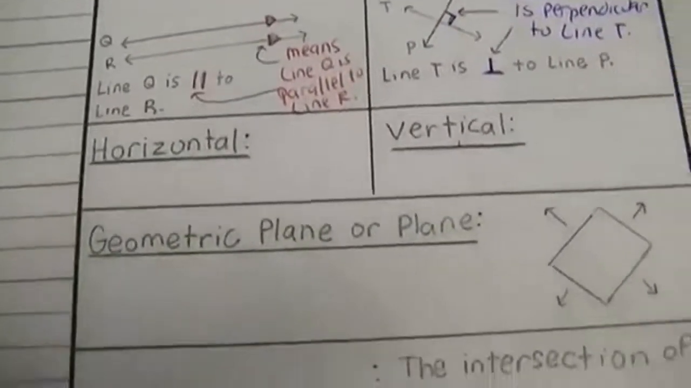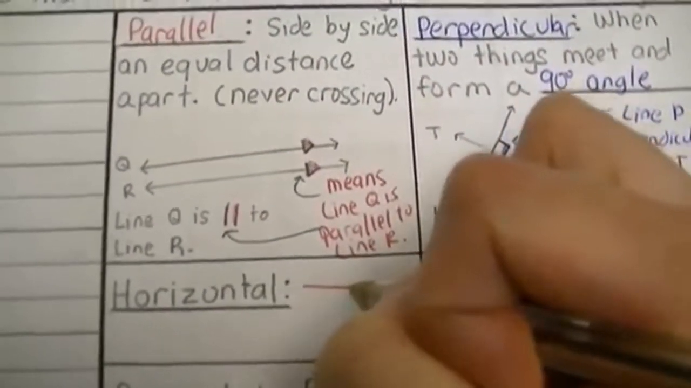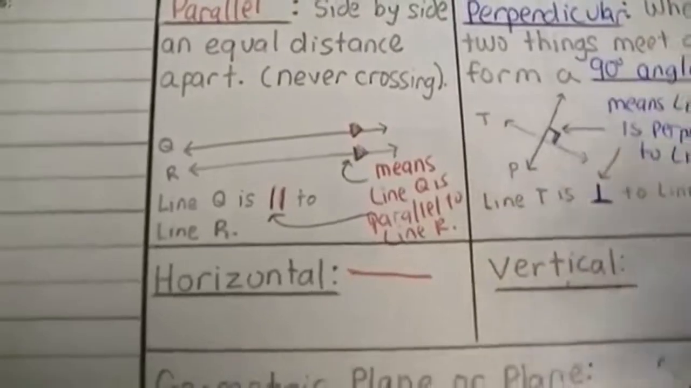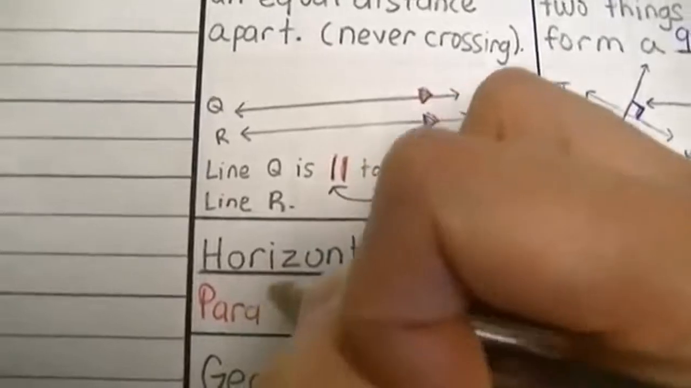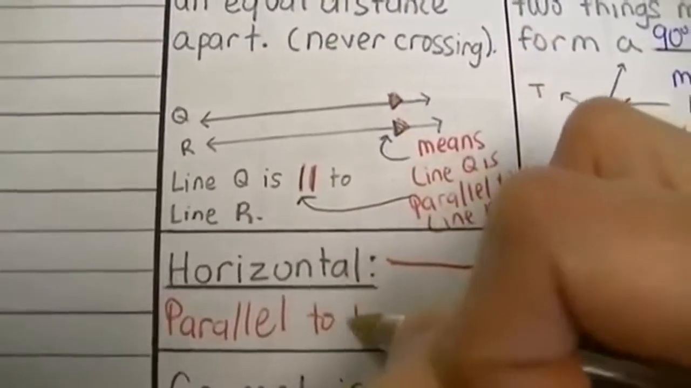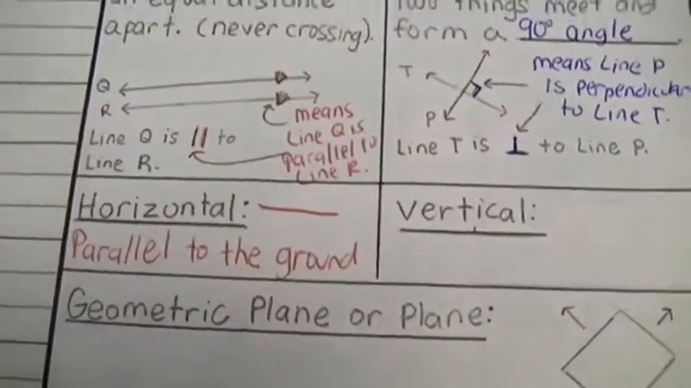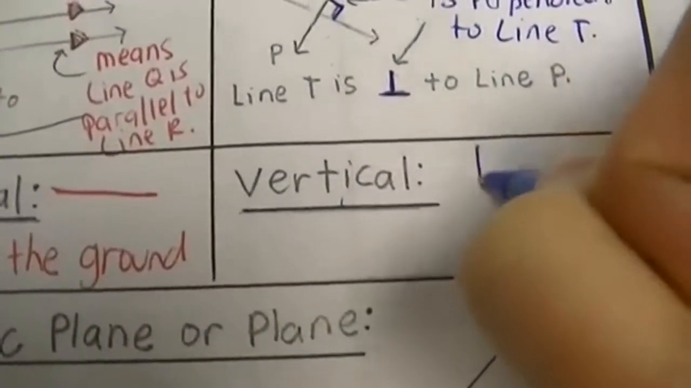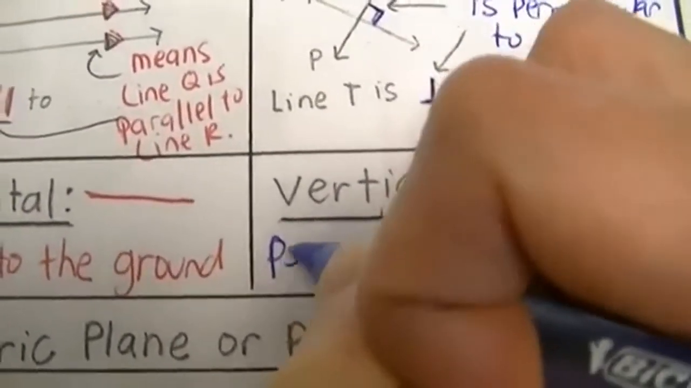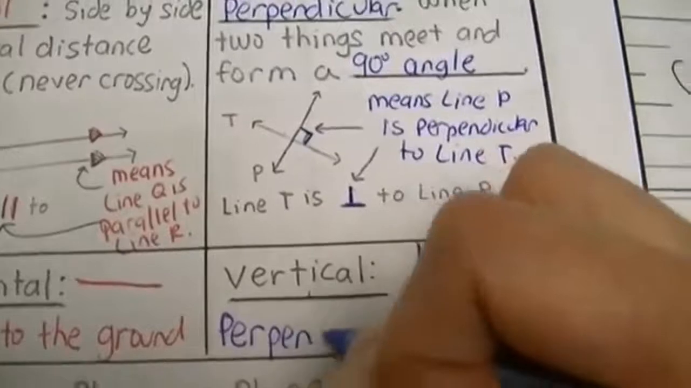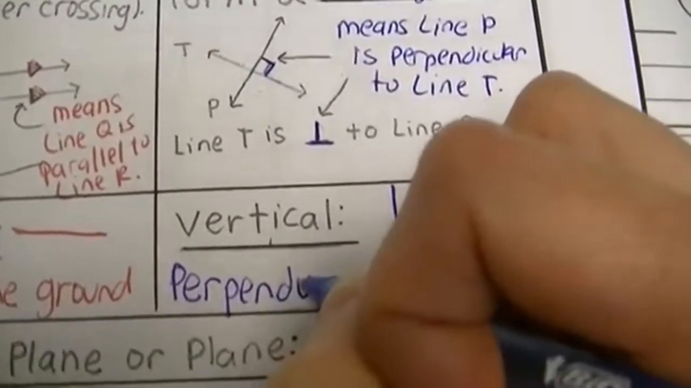All right, horizontal is another word you should hopefully be familiar with. Horizontal looks like this, and I'd say it's parallel to the flat ground. And when it goes up and down like this, that's vertical, and that would just mean it's perpendicular to the ground. Oops, I think I spelled that wrong. Perpendicular.